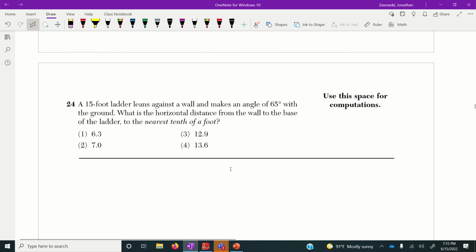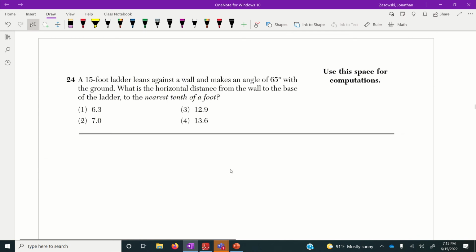24. Ooh, we got a little ladder against the wall. This is looking like a trick question based off of what we know. So ladder coming off a wall here. That's supposed to be those rungs of the ladder. All right, makes 65 degrees with the ground. So that's 65 degrees with the ground here. What is the horizontal distance from the wall to the base of the ladder? We know that the ladder is 15 feet long. The horizontal distance is going to be this distance down here.